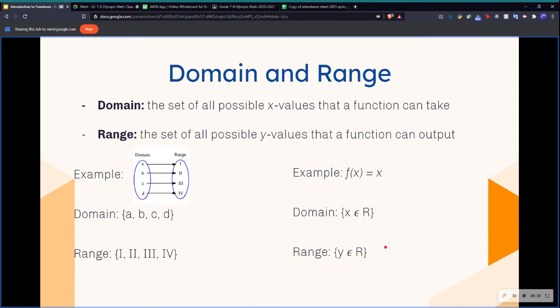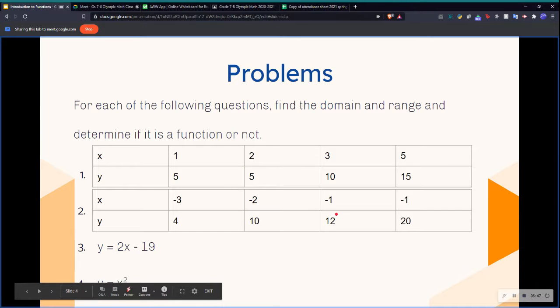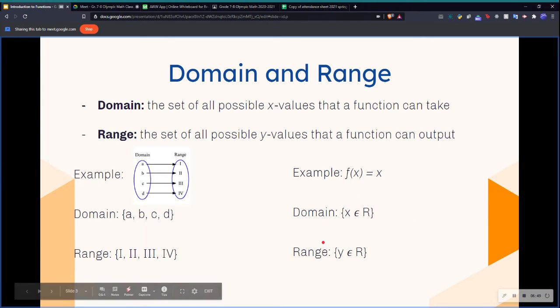If you think about the graph of f of x is equal to x, if you've seen it before, it's just a straight line, right? And it goes all the way to infinity and negative infinity, from the x side and from the y side. That's why you have this domain and range. And there are no breaks in between, right? It's a continuous line. So it covers basically all the x values and y values that you can graph. Any questions about this?